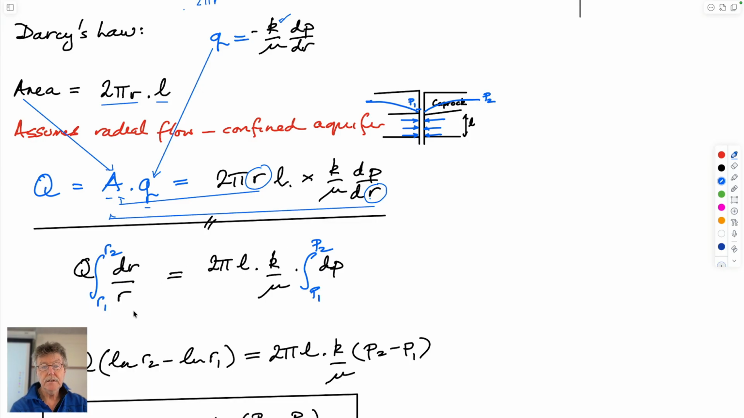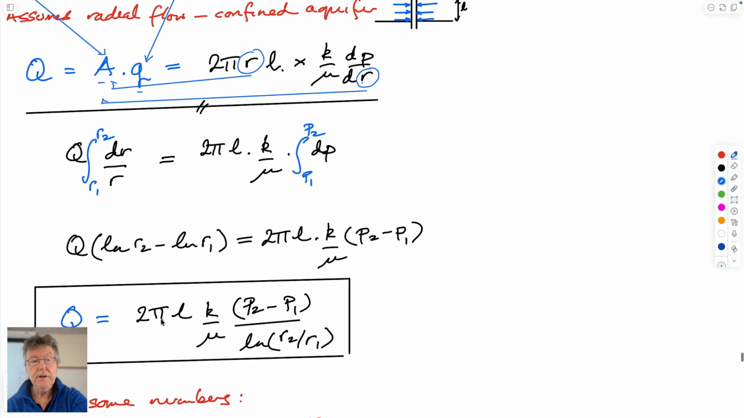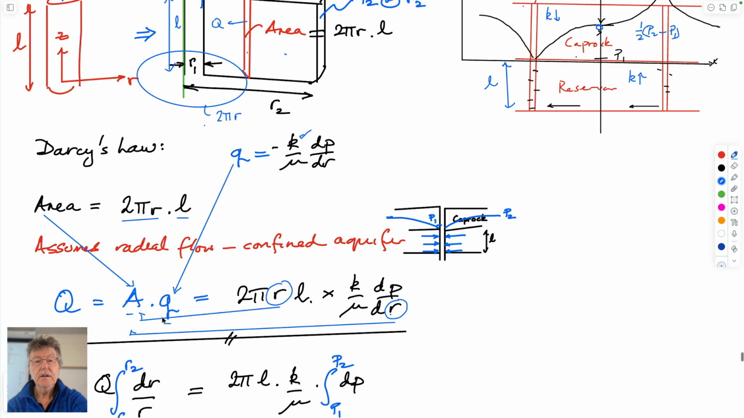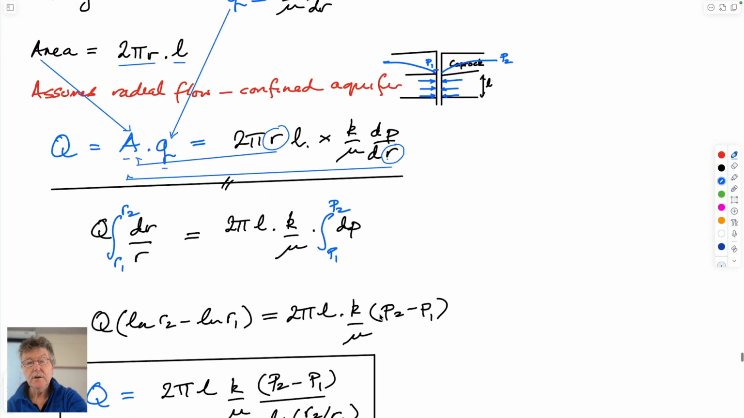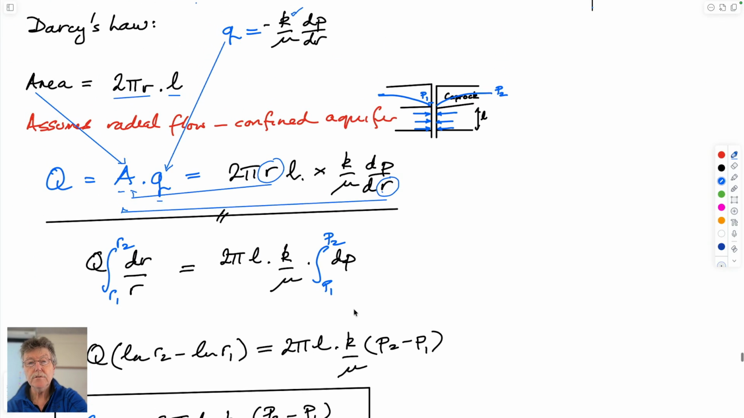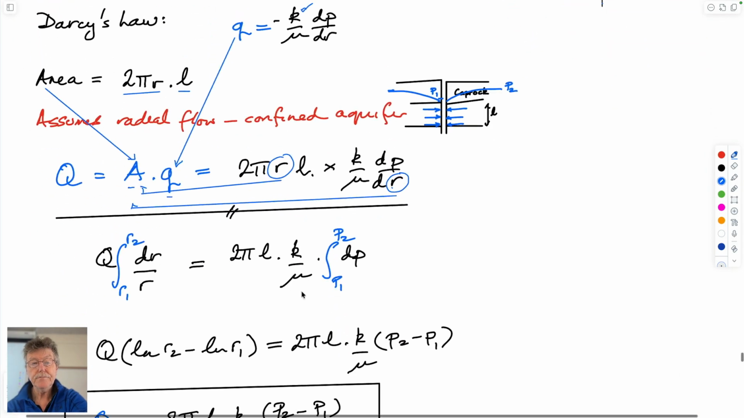This goes to here, this goes to here. And if you integrate it between two limits, one limit is the internal radius, and the other limit is the external boundary. This boundary, I guess the main thing is that this is a constant pressure boundary that we have here. And so we can define each of these by those two pressures.